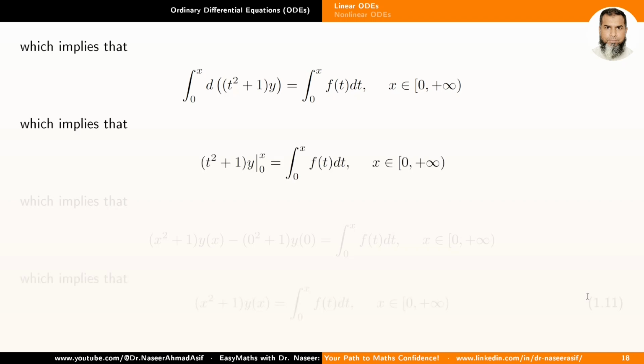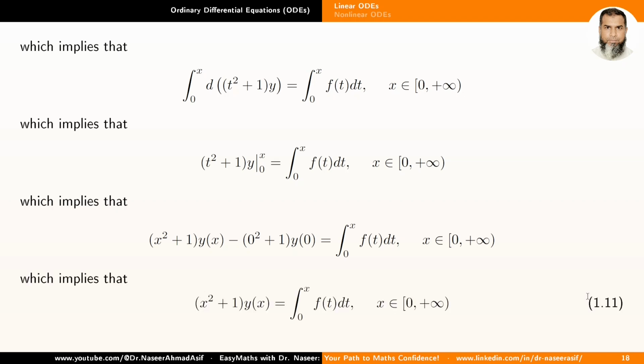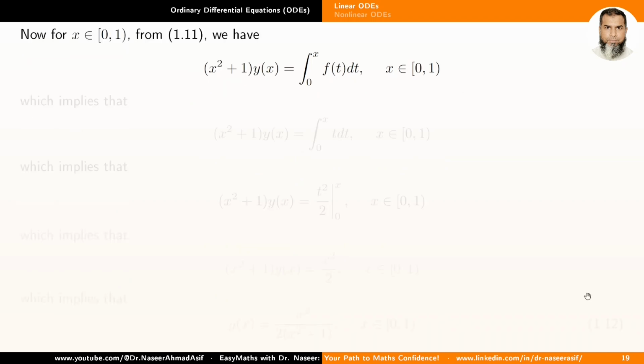So (t² + 1) y from 0 to x = ∫ from 0 to x of f(t) dt. So we have (x² + 1) y(x) − (0² + 1) y(0) = ∫ from 0 to x of f(t) dt. So (x² + 1) y(x) = ∫ from 0 to x of f(t) dt, for x in [0, +∞). Now for x in [0, 1), from equation 1.11 we have (x² + 1) y(x) = ∫ from 0 to x of f(t) dt, where x is in [0, 1).